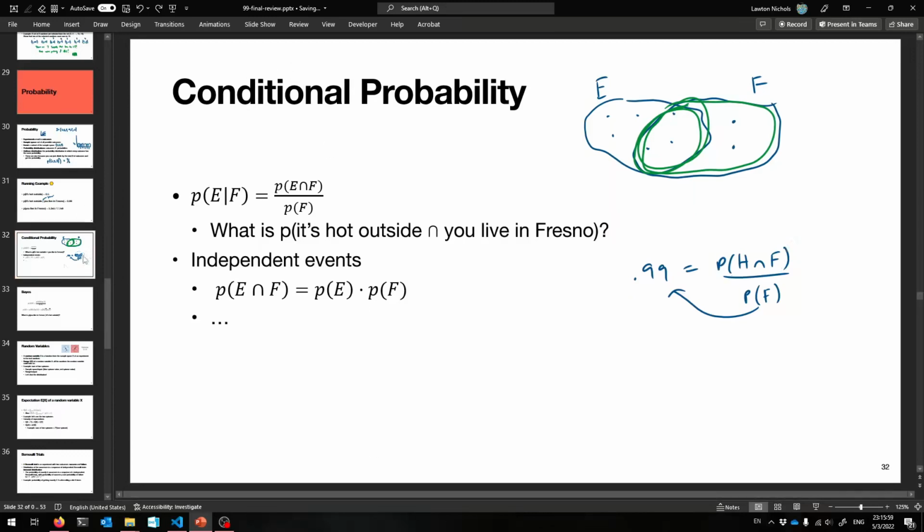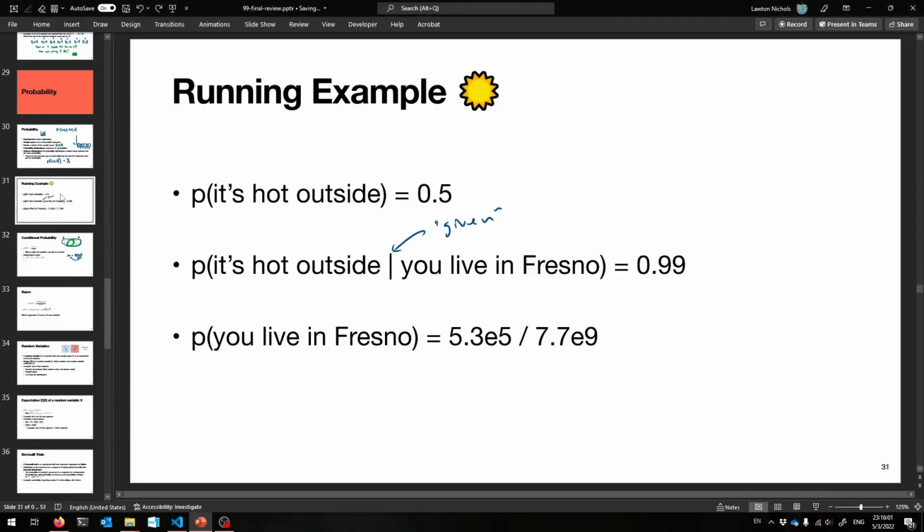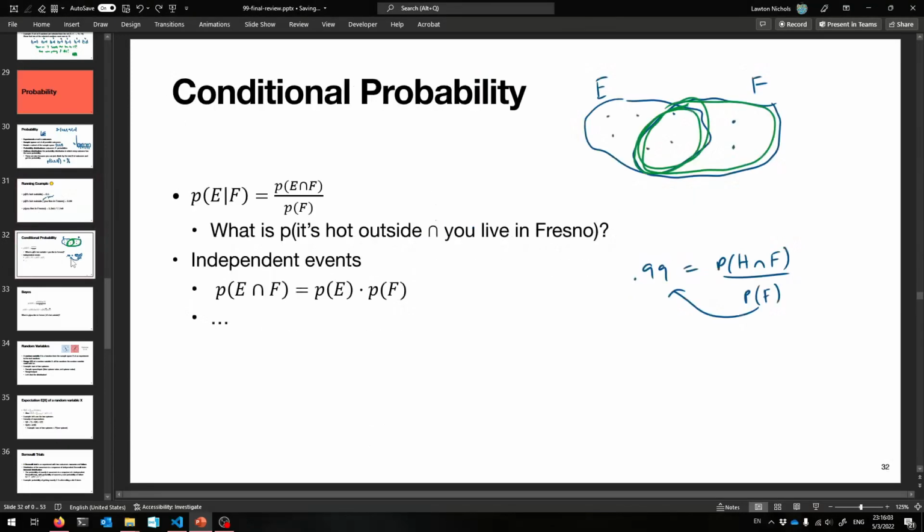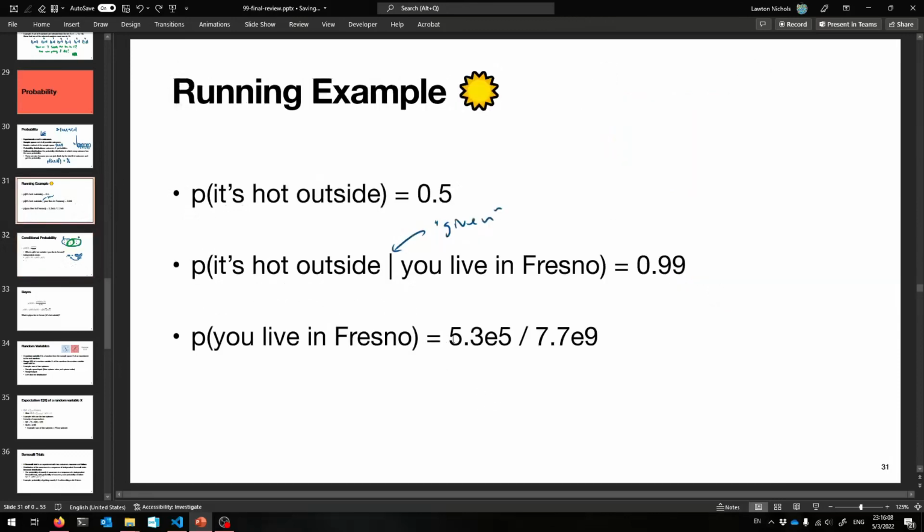So let's see what this is. With these made-up numbers, it's probably something silly, but let's see. So it's going to be 0.99 over this giant thing.